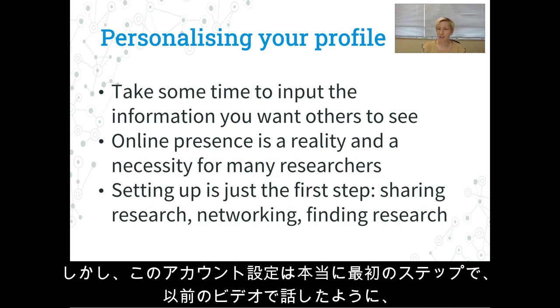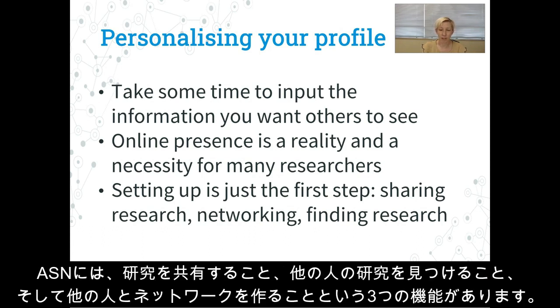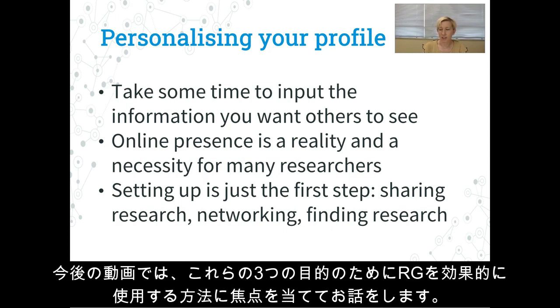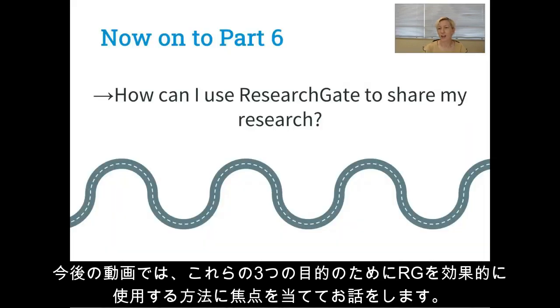And as I talked about in an earlier video, there are really 3 functions of academic social networks, that is sharing research, finding other people's research, and networking with others. So in our next 3 videos, on to 6, 7, and 8, these videos will focus on how to really use ResearchGate effectively for those 3 purposes.